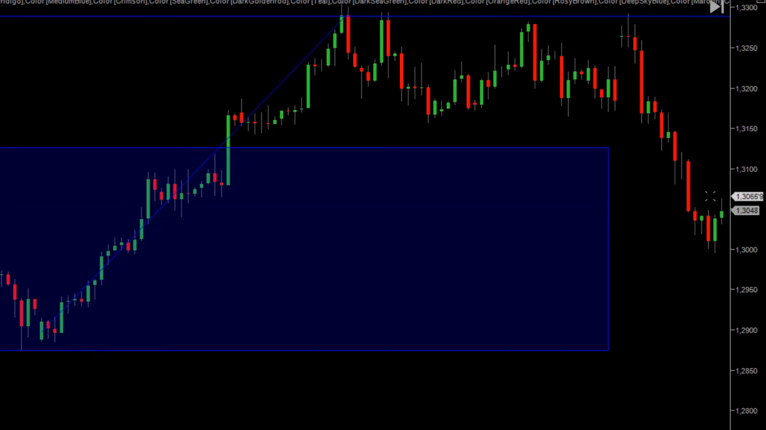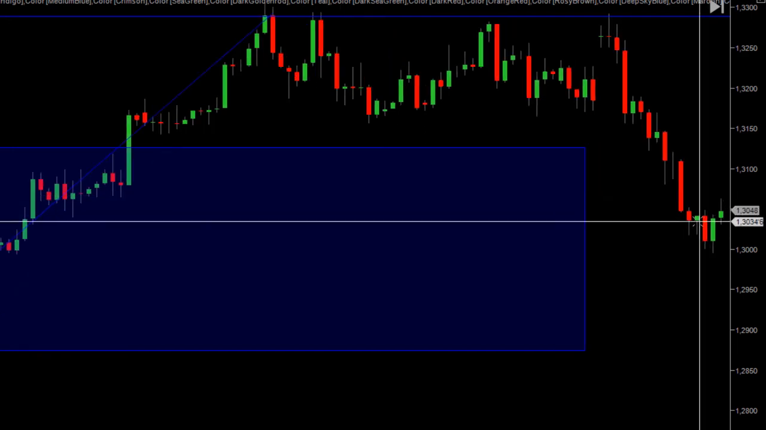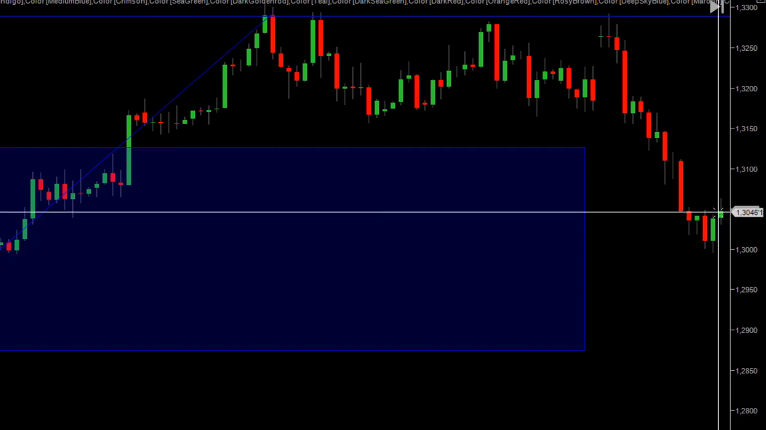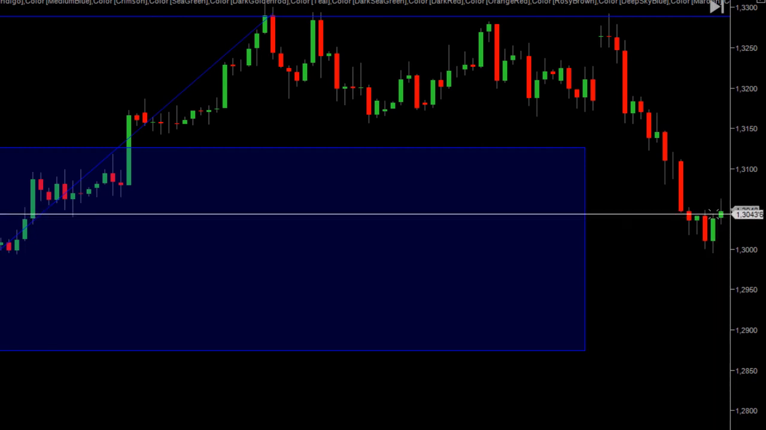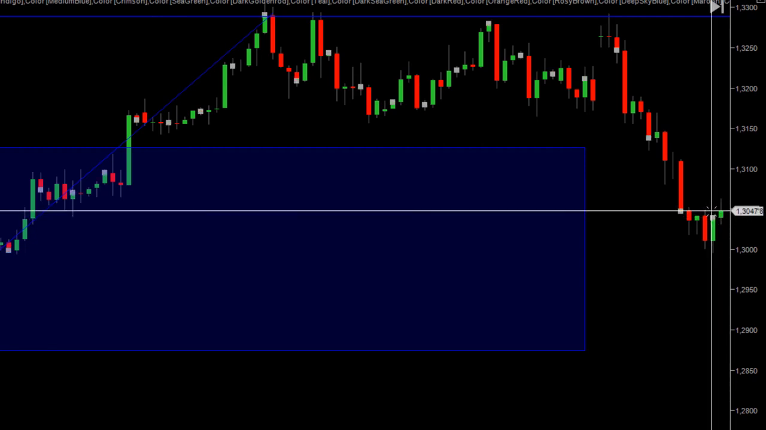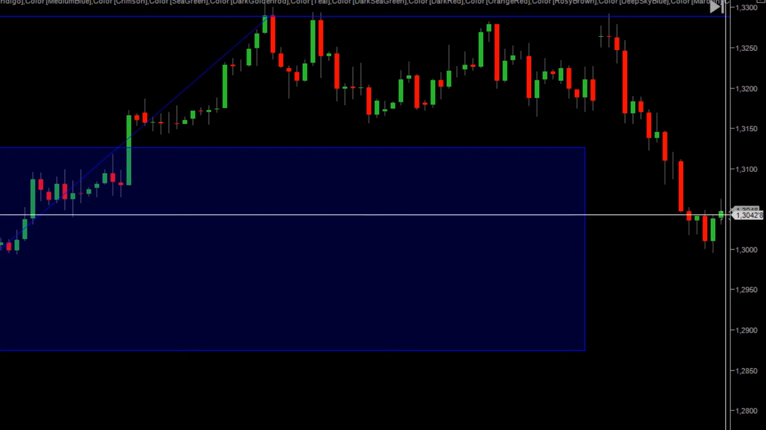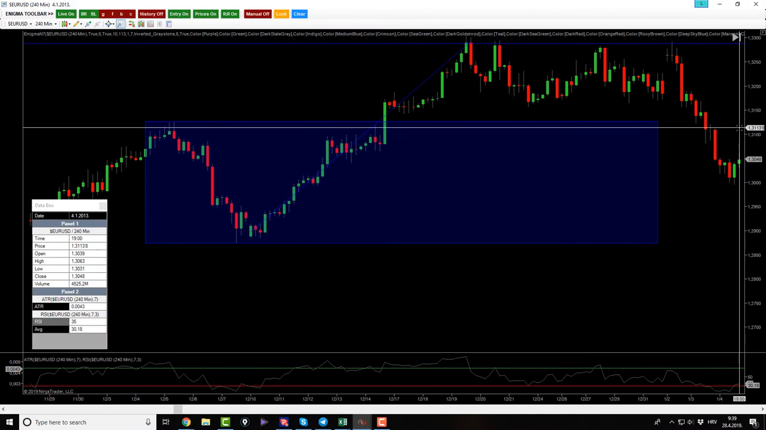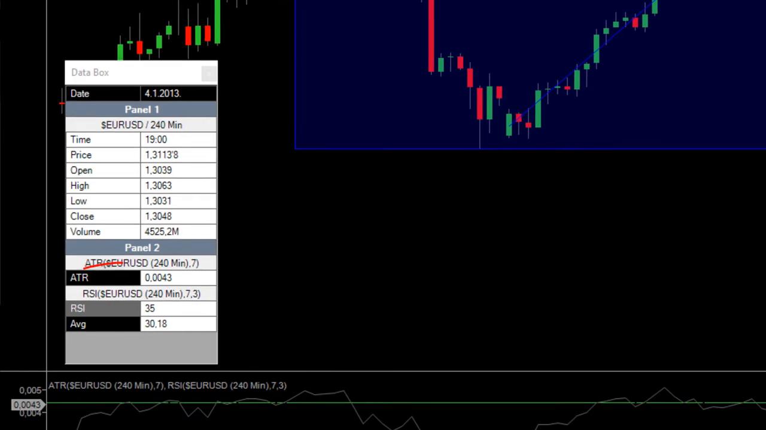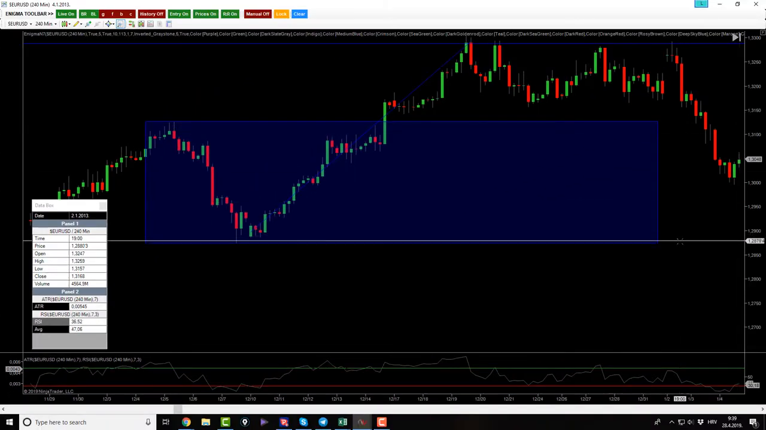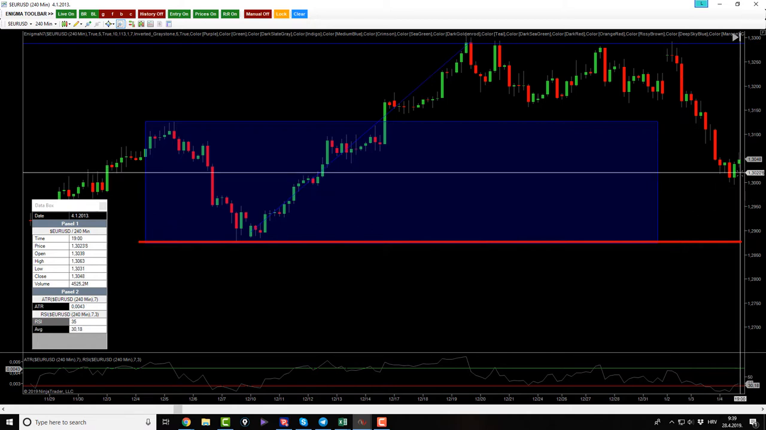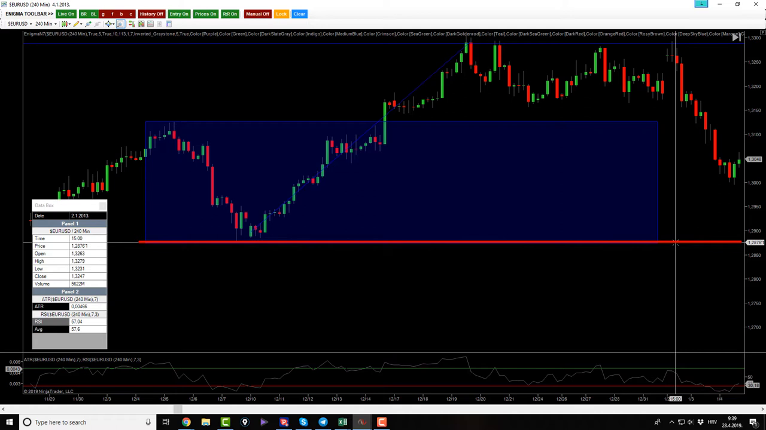Boom, and we got our candle. As you can see here, this candle's high closed above the previous candle high. Okay, so this is my entry point. Now, we need to read the ATR value of this candle, which is 43 pips. My stop loss has to go 43 pips below this.